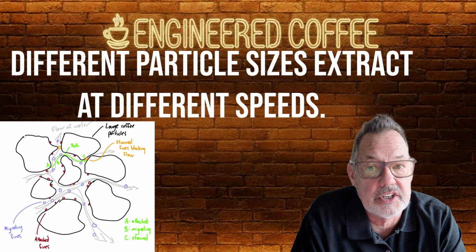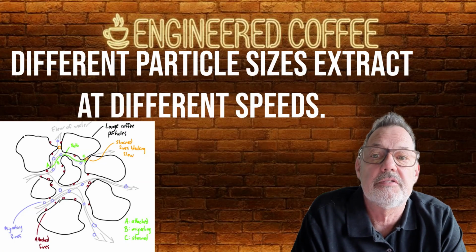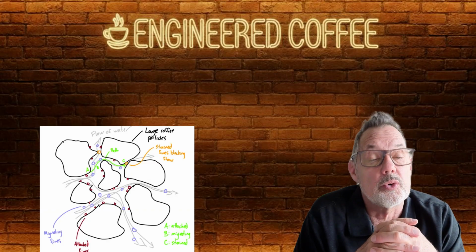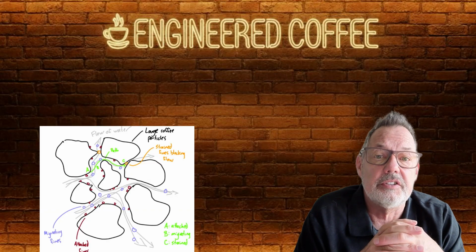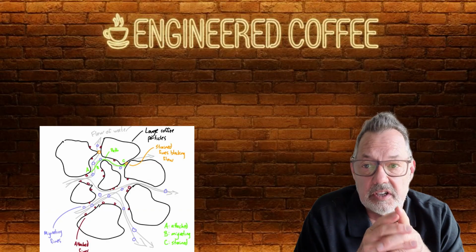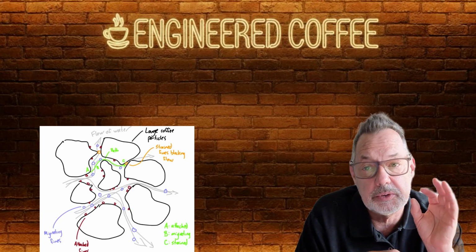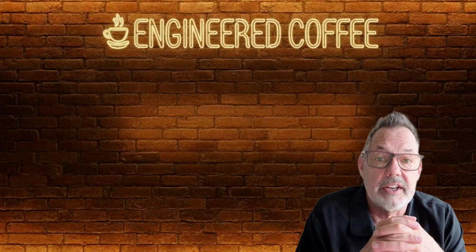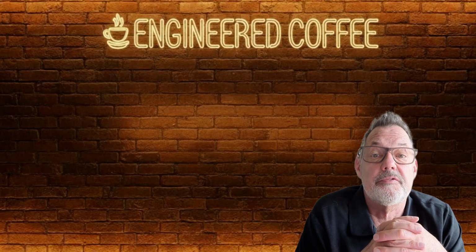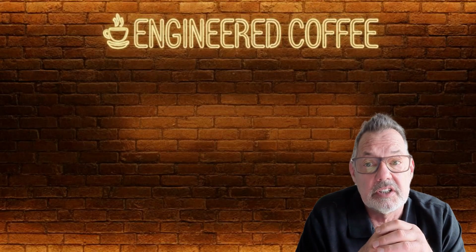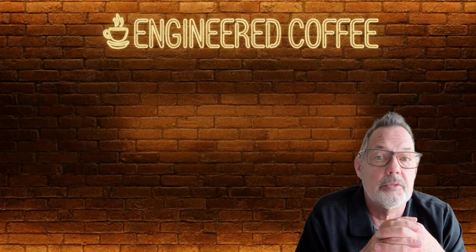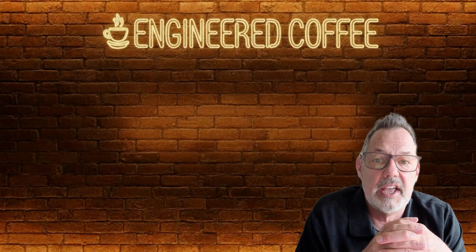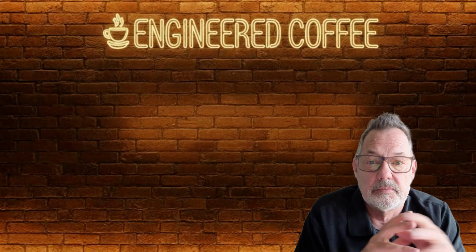Different particle sizes extract at different speeds. Fines extract very quickly. Large particles extract more slowly. So when you brew coffee, you're not extracting one thing. You're extracting multiple layers at the same time. If the distribution is too wide, you get over-extraction from fines, which would make it bitter, and under-extraction from large particles, and that'll make it sour. And those two things can exist in the same cup.